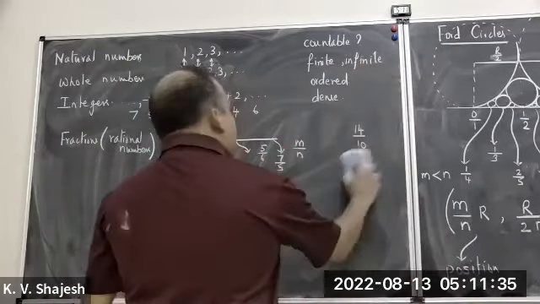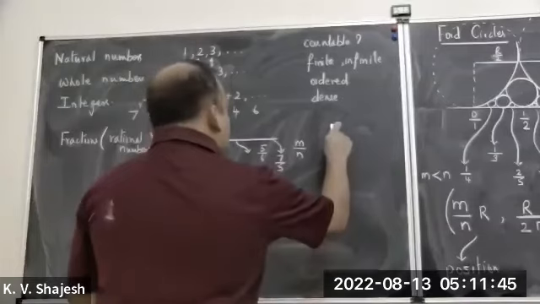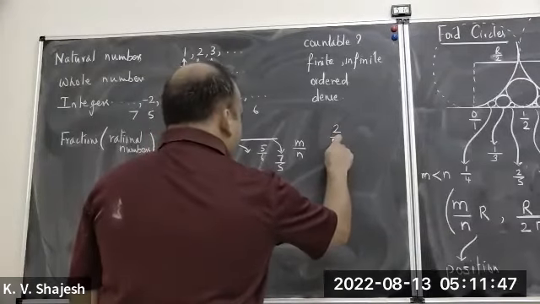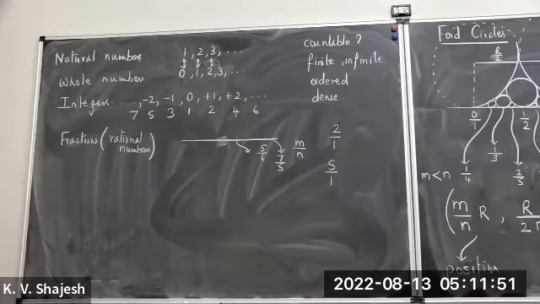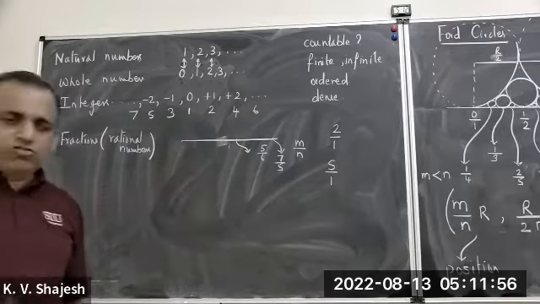You will also consider all these, like 1, 2, 3, also as fractions, because they can be written like 1 over 1, 2 over 1, 3 over 1, right? Exactly. So 2 can be written as 2 over 1, 5 can be written as 5 over 1. So every fraction that you can think of belongs to rational numbers.